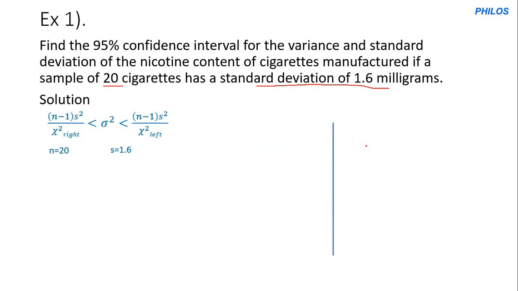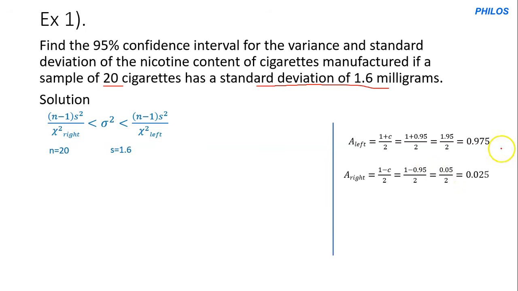To get the area to the left, it is (1 plus c) divided by 2. And that will be (1 plus 0.95) divided by 2, and that will give us 0.975. When we find the area to the right, it should be (1 minus c) divided by 2. And that will give us 0.025. Remember, I told you that if you get the area to the left, you can say 1 minus left to get right. Okay, so area to the right is 0.025.